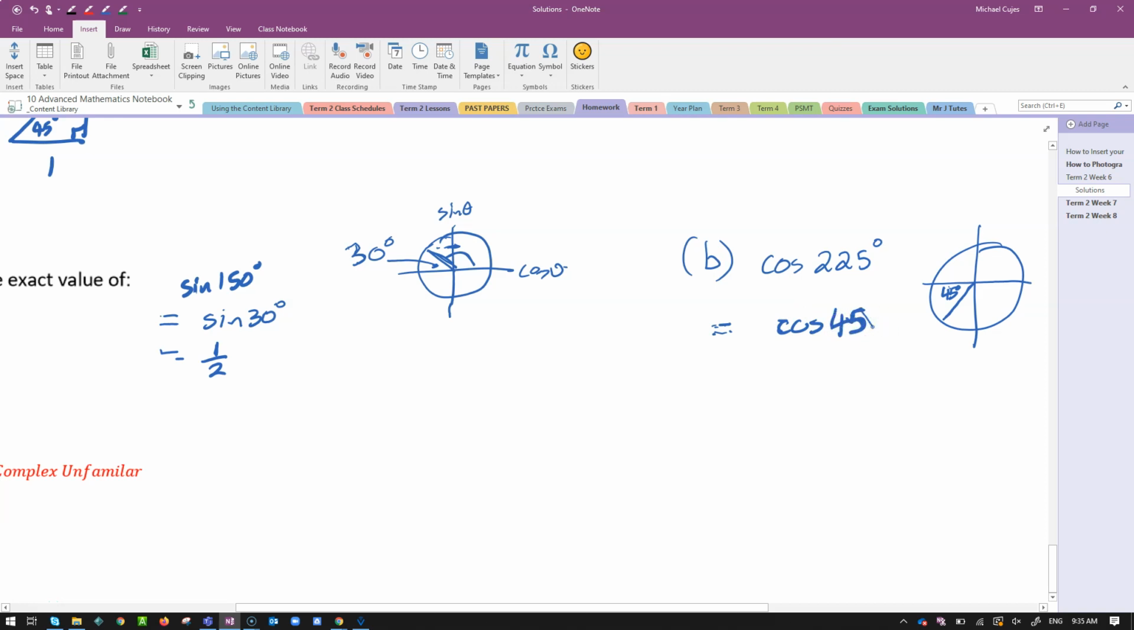Now, I showed you the first way to do it. You just say, oh, cosine's my x-coordinate, read up to the x-axis, it's to the left, it's negative. Or you remember your little mnemonic.